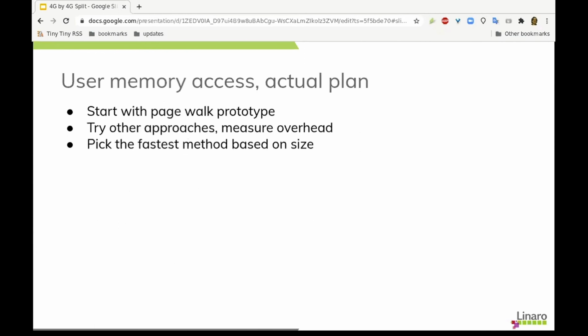So for which of those 6 approaches we'll actually take, I think we'll probably have to try them all out. We'll have to see how expensive it is to flip the page tables, and then come up with a good combination of the approaches that work best depending on the particular size of the copy.